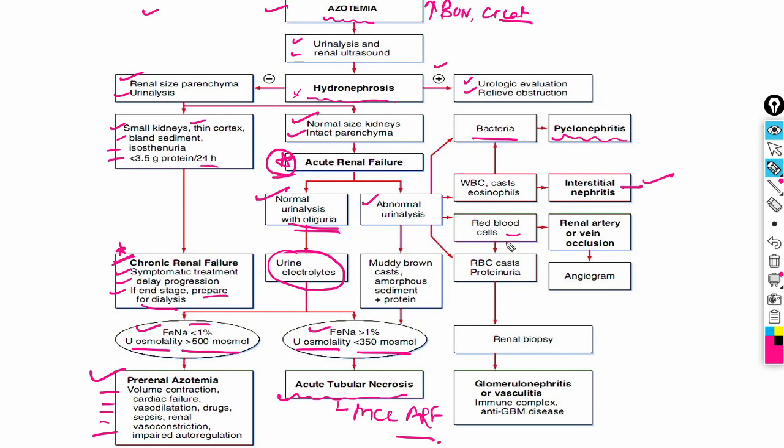If formed RBCs are seen, this will be renal artery or vein occlusion. In renal artery occlusion, there will be only mild hematuria and mild proteinuria. In renal vein occlusion, there will be heavy proteinuria and hematuria. For this, if we are suspecting artery or vein occlusion, the next investigation is angiogram.